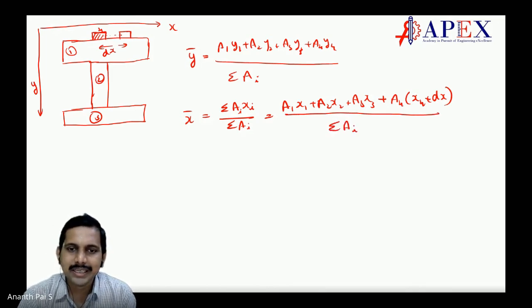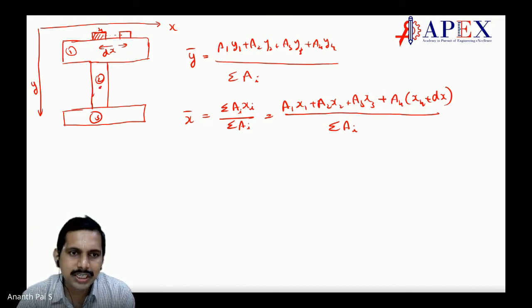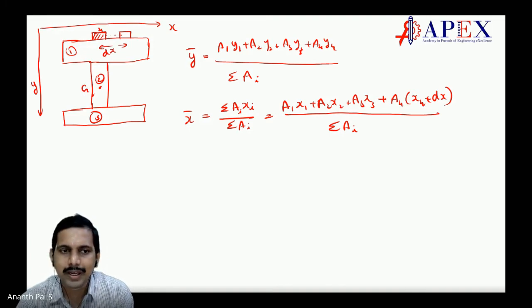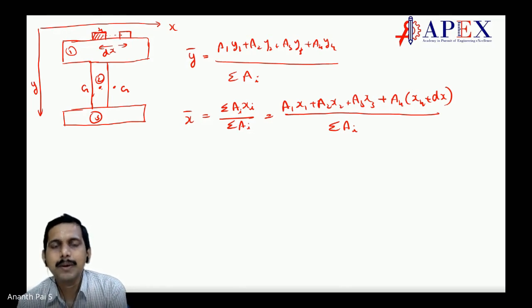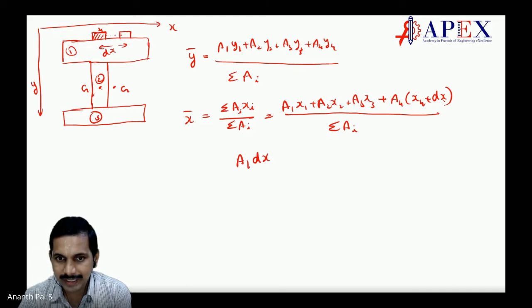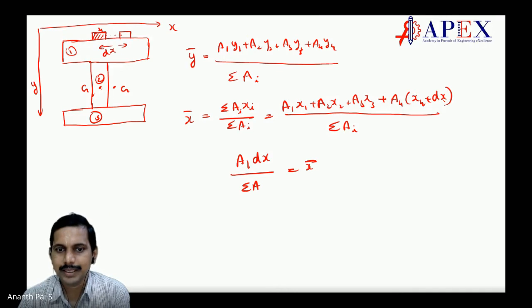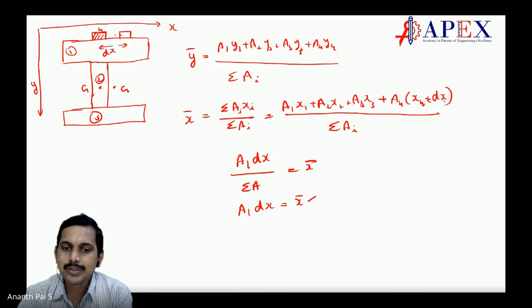Now, don't you see that the initial x bar changes? Is it not? What was G here initially? Because this additional one which is moving here, don't you see that it moves in the other direction? By what amount? The amount is a1 into dx. It moves by a1 into dx divided by sigma a. That is equal to the change in x bar. Or I can say a1 dx is equal to x bar into sigma a.